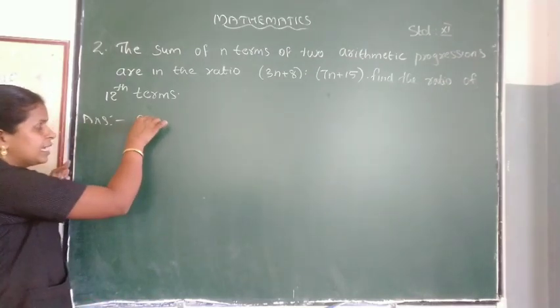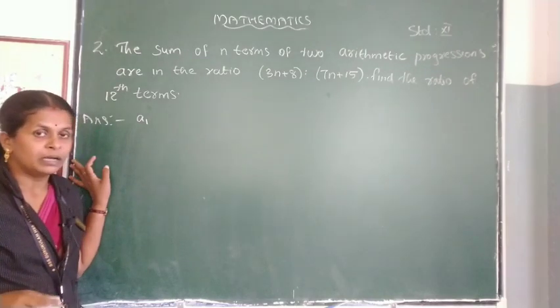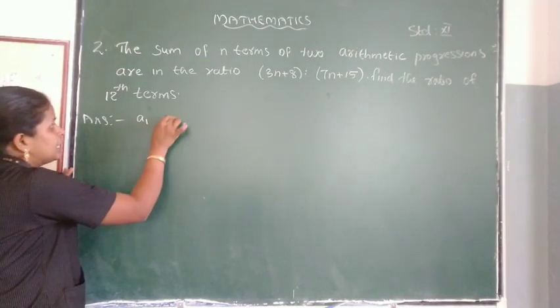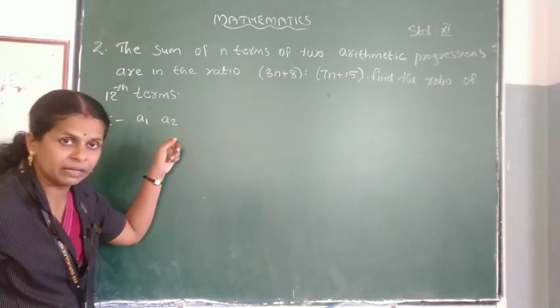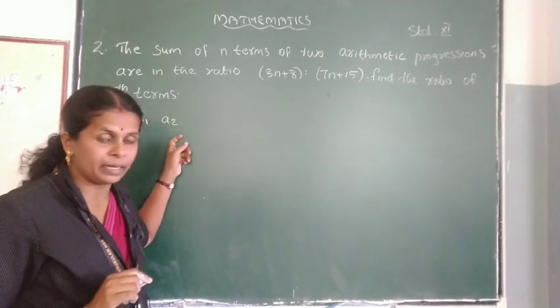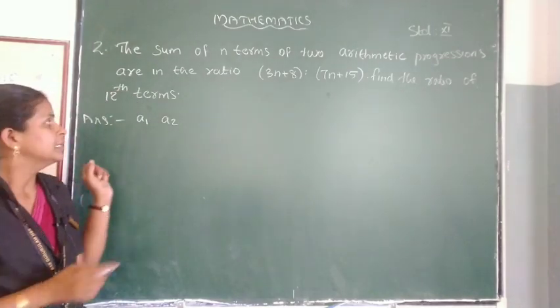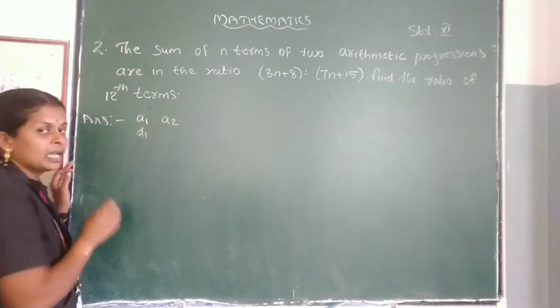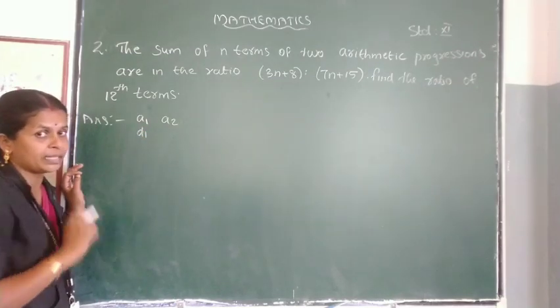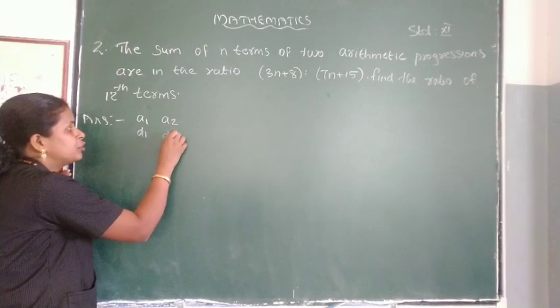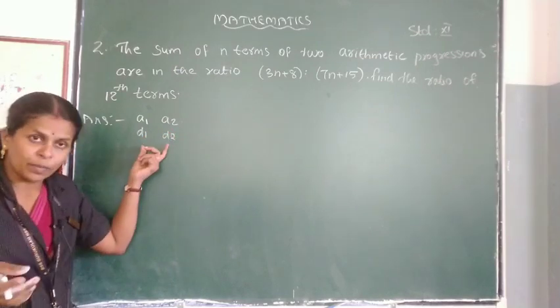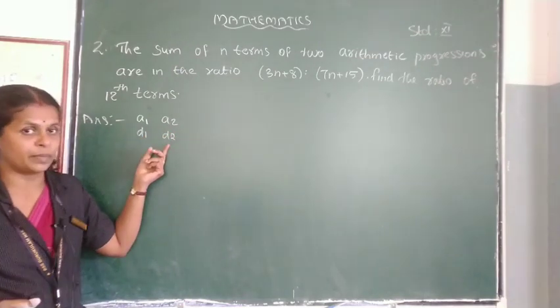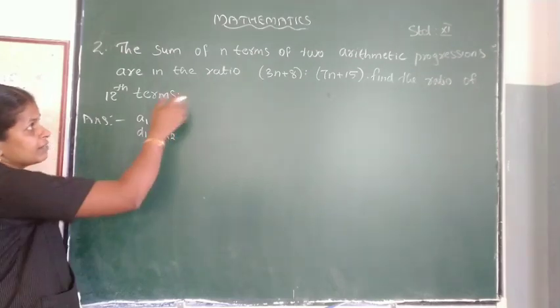So first a1 we consider as the first term of the first AP, and a2 we consider as the first term of the second arithmetic progression. Okay, then d1 we consider as the common difference of the first arithmetic progression, and d2 we consider as the common difference of the second arithmetic progression. Okay, so what is given in the question?